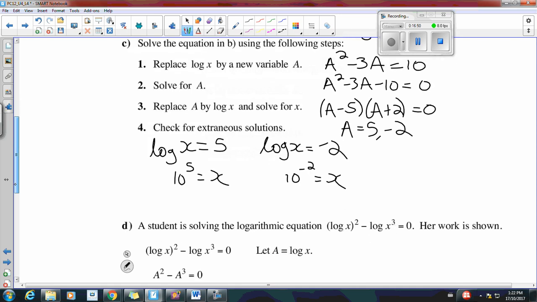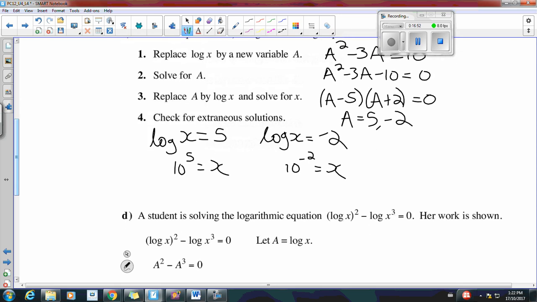So now we could verify those, but they're both positive, so we're not going to run into problems. This is 1 over 100, and 10 to the 5 is 100,000. So those are our two solutions.